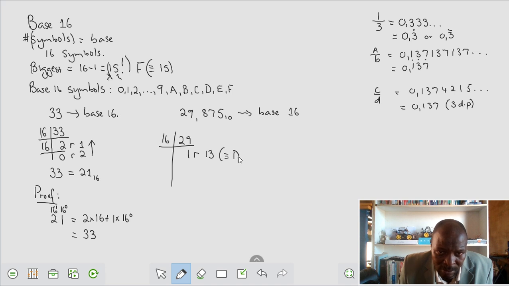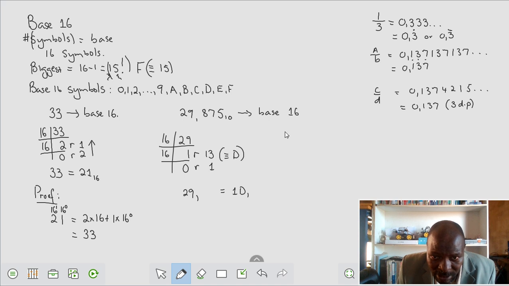If it was 30, that would have been an E. If it was 31, that would have been an F. All right, so we say 16 again there, and it's a 0 with the remainder of 1. Okay, so what's our answer therefore? Oh no, I keep doing this. We're dividing into 29. We're trying to work out 29 comma whatever, which is going to give us 1D comma whatever.